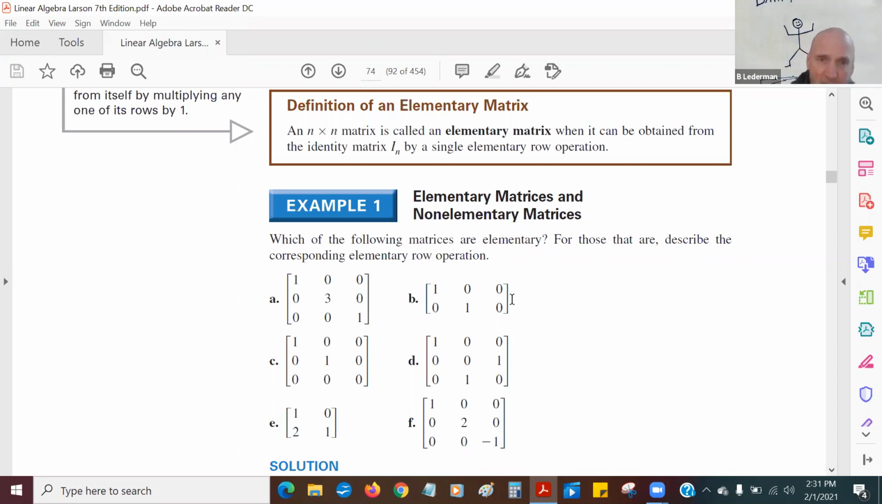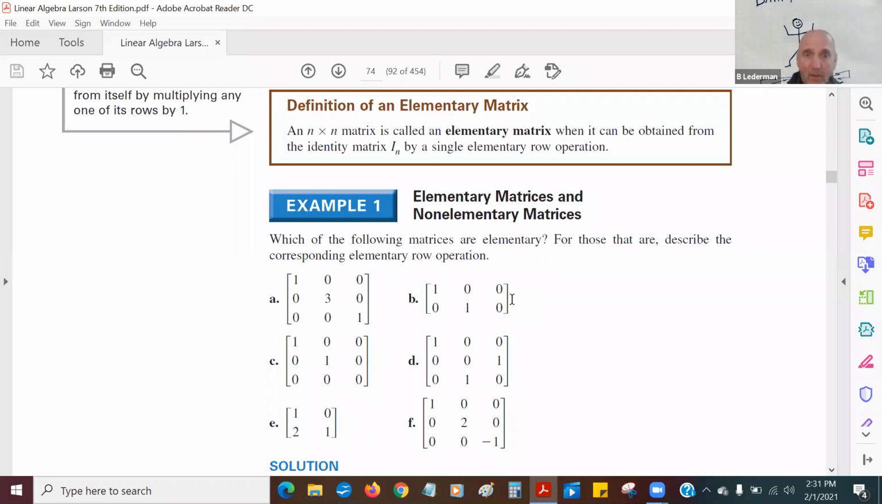So B is out. C, if you notice, the bottom row is all zeros, but that means I started with the identity, multiplied the bottom row by 0, but that's not good, because it would have to be a non-zero constant in order to be considered elementary. D, I started with the identity and I switched the second and third rows. That's great. So D is good. So far A is good and D is good. E looks great. It looks like I added double the first row onto the second row. That's fabulous.